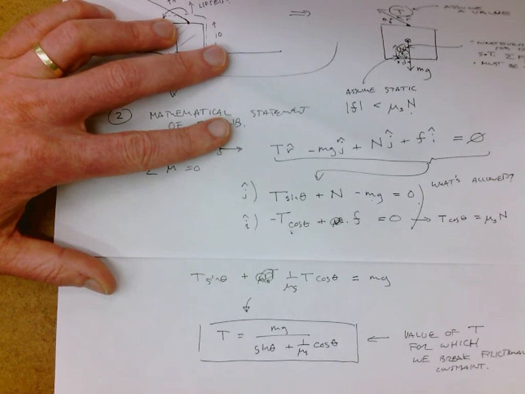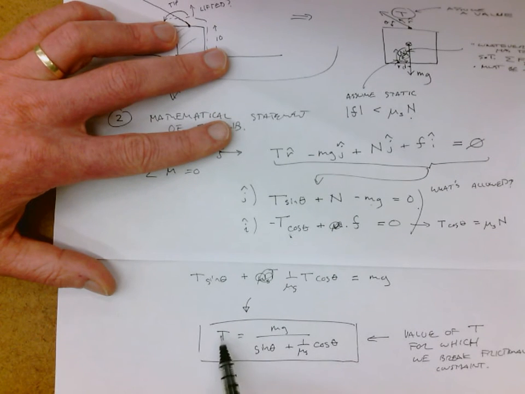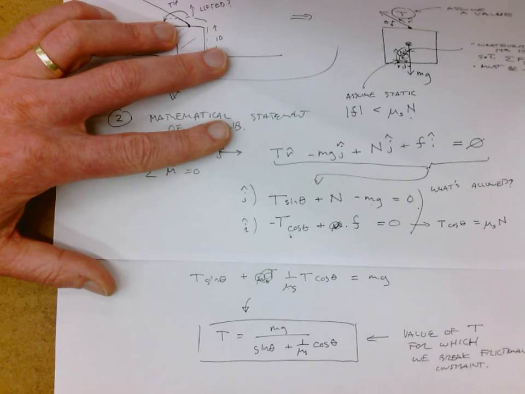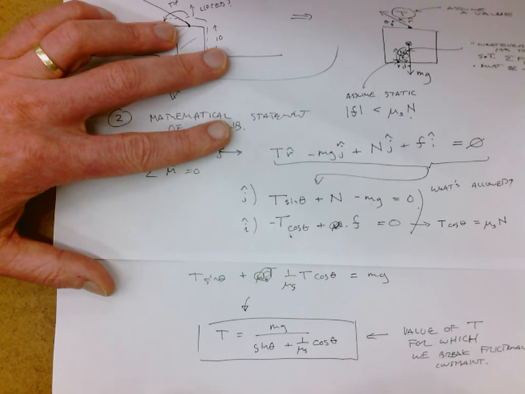Okay. And if you look at that, it's an interesting expression, right? So first of all, when you set theta equal to 0, when I'm pulling horizontally, this says that my tension is simply mg divided by 1 over mu s, or in other words, my tension is mu s times mg, right? That makes sense. That's the normal force for a block just sitting on the ground times mu s. That is sensible.